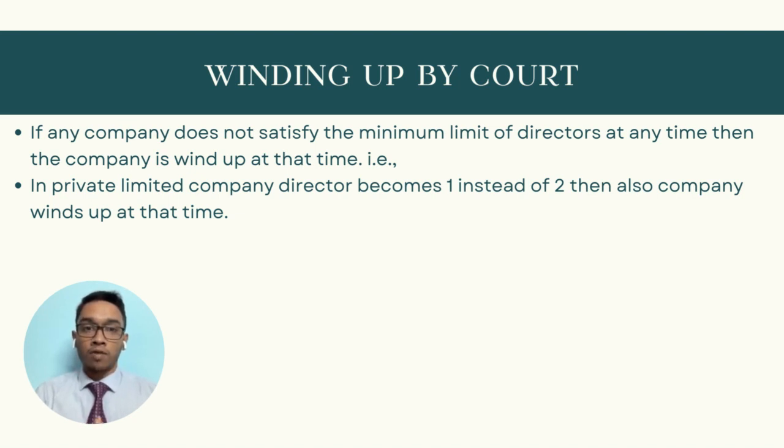That is, Section 149, Subsection 1 of the Companies Act 2013 requires that every company shall have a minimum of 3 directors in case of a public company, 2 directors in case of a private company, and 1 director in case of a one-person company. In a private limited company, if the number of directors reduces to 1 from 2, then the company winds up at that time.